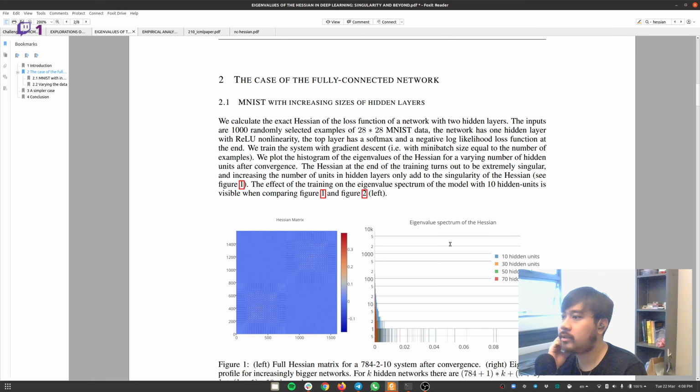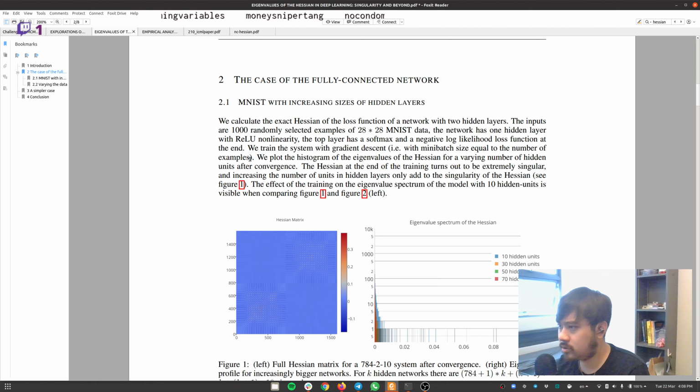Okay, we calculate the exact Hessian of the loss function with two hidden layers. The inputs are 1000 randomly selected examples of 28 by 28 MNIST data. The network has one hidden layer with ReLU non-linearity. I thought it was two hidden layers? The network has one hidden layer with ReLU non-linearity. Okay, I don't know if it's two or one layer. The top layer has a softmax and a negative log-likelihood loss function at the end.